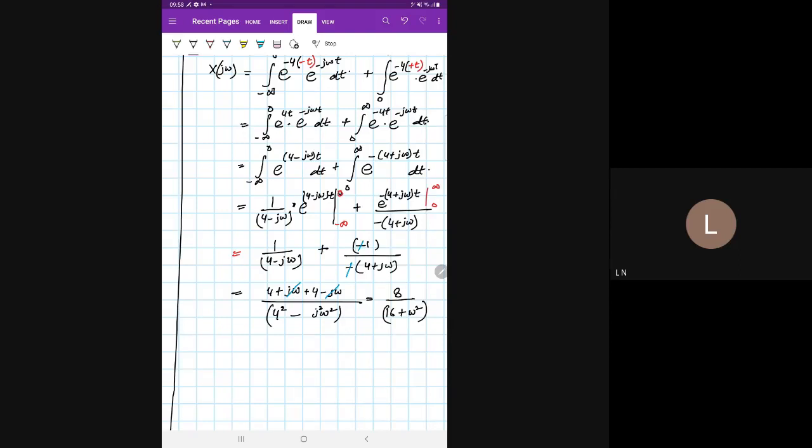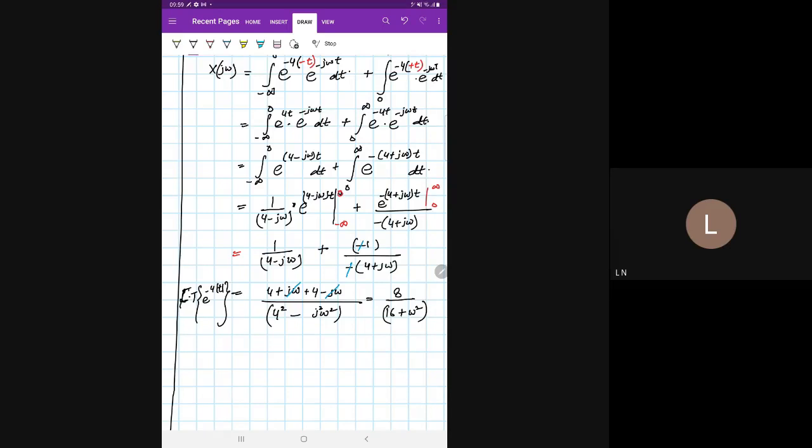Therefore, the Fourier transform of e raised power minus 4 mod of t is equal to 8 divided by 16 plus omega square.